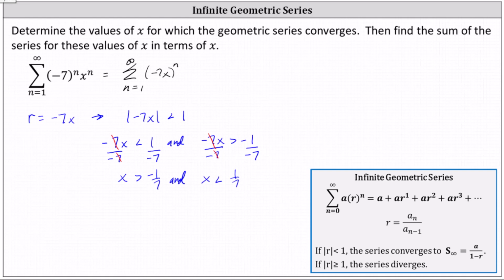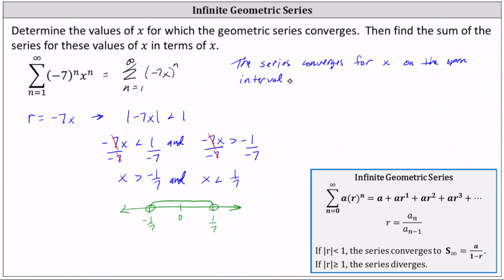Let's go ahead and graph this on the number line. Let's go ahead and plot -1/7 and +1/7. Notice because of the inequalities, -1/7 and +1/7 are not in the interval. We make open points on both values. And now we're looking for the values where x is greater than -1/7 and less than 1/7, which should be all the values between -1/7 and +1/7. We now know the series converges for x on the open interval. Using interval notation, we have an open parenthesis, -1/7, comma, 1/7, close parenthesis.